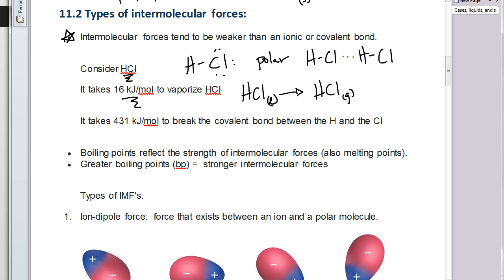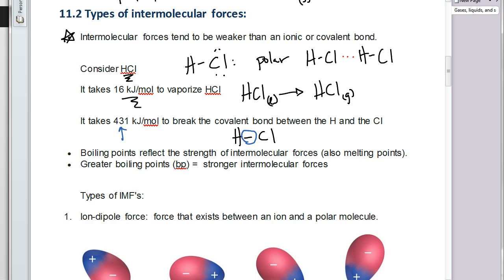Whereas if we look at the covalent bond between the hydrogen and the chlorine, and we want to break this bond, it's going to take a lot more energy, 431 kilojoules per mole. So the whole point is, intermolecular forces are a lot weaker than a bond, whether it be ionic or covalent.